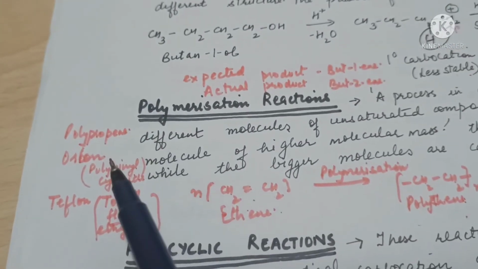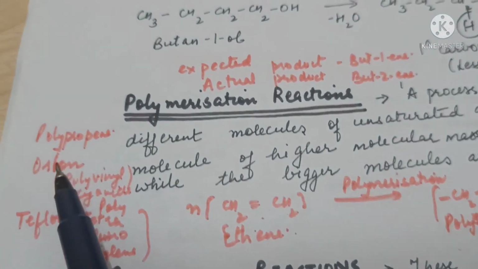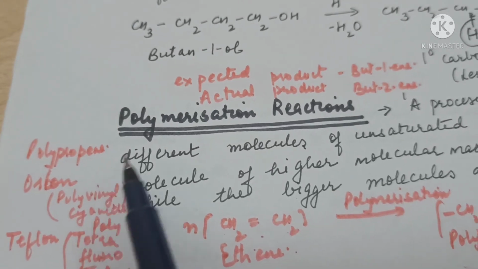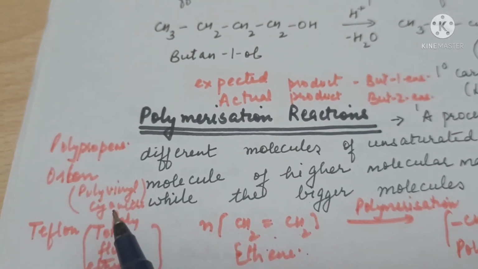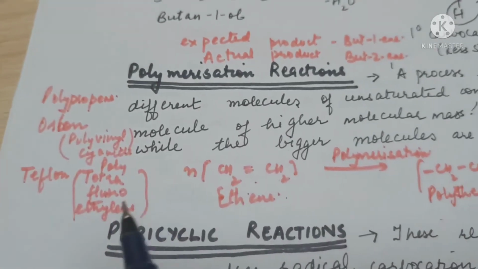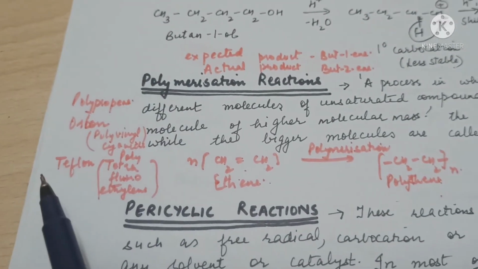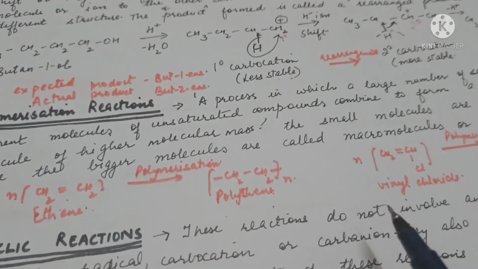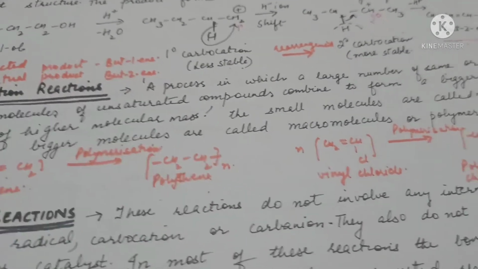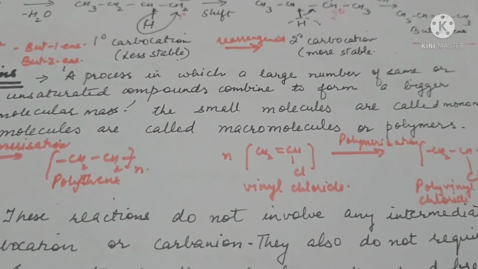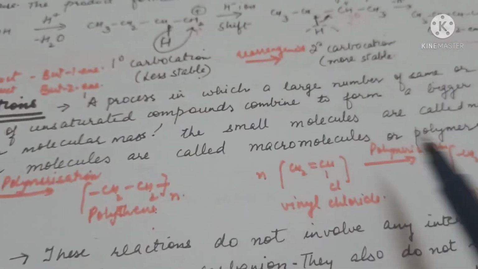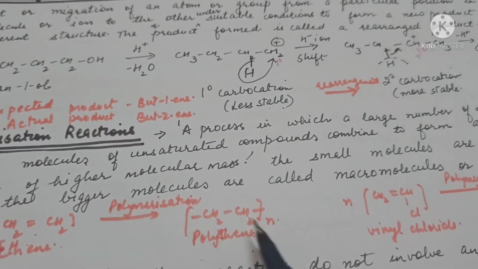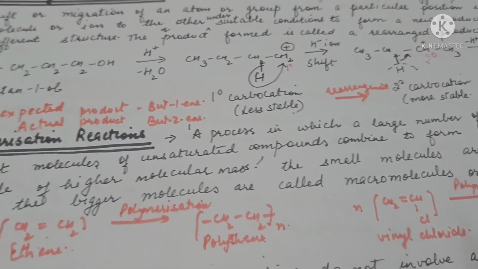Similarly, propene will polymerize to form polypropene. Vinyl cyanide will polymerize to form polyvinyl cyanide or Orlon, and tetrafluoroethylene will polymerize to form Teflon, and styrene will polymerize to form polystyrene. Vinyl chloride will polymerize to form polyvinyl chloride. All these reactions we'll take up in the next unit, hydrocarbons.